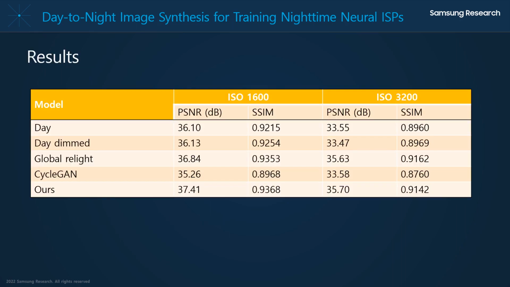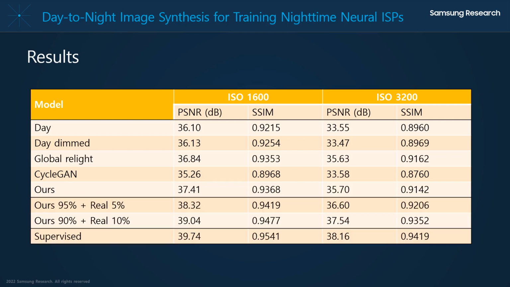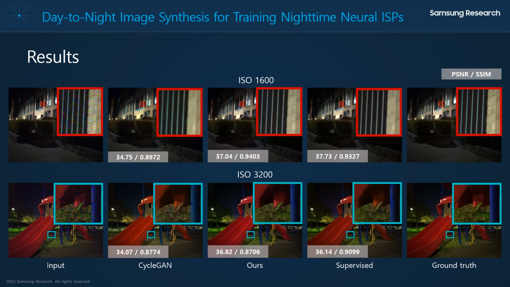Our approach produces better results than the baseline methods and CycleGAN. Furthermore, our synthetic nighttime images, together with small amounts of real data, yield performance on par with training exclusively on real nighttime images. Here, we show some qualitative results of our method along with comparisons.